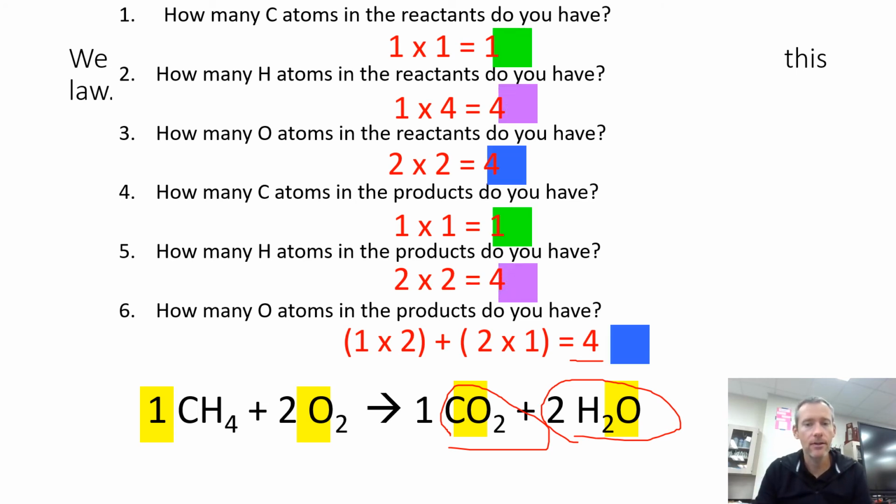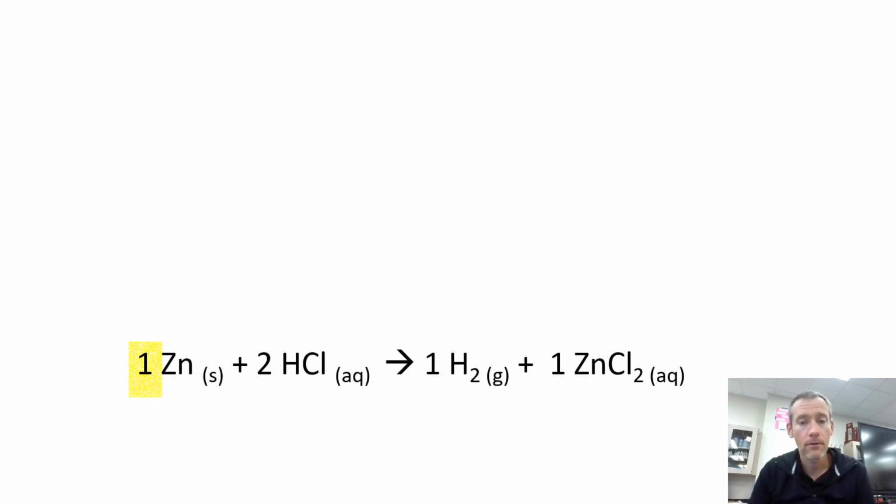Everything's balanced. So that's how you should tell if the reaction is balanced: you have the same number of atoms of each element on both the reactant and product sides. All right, here's another example.